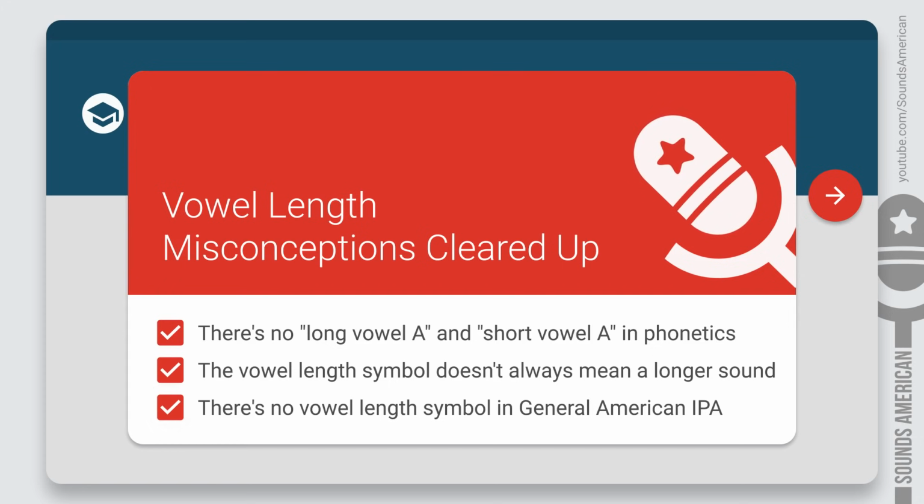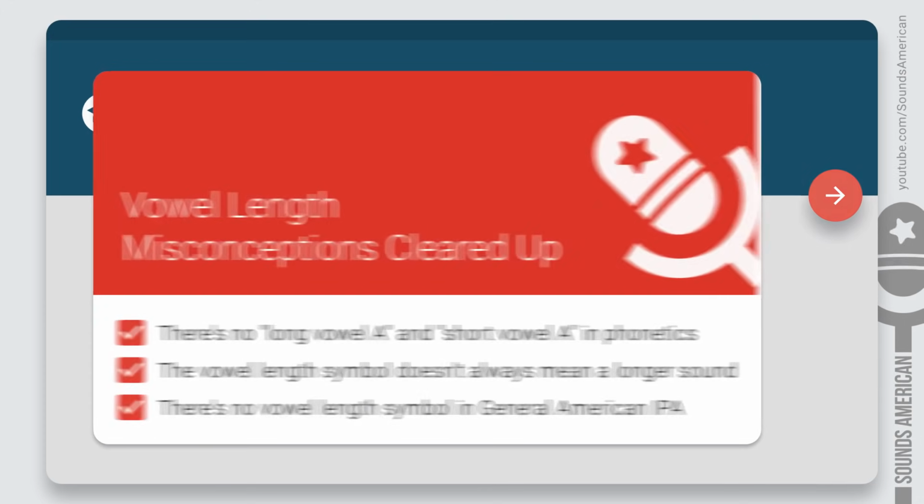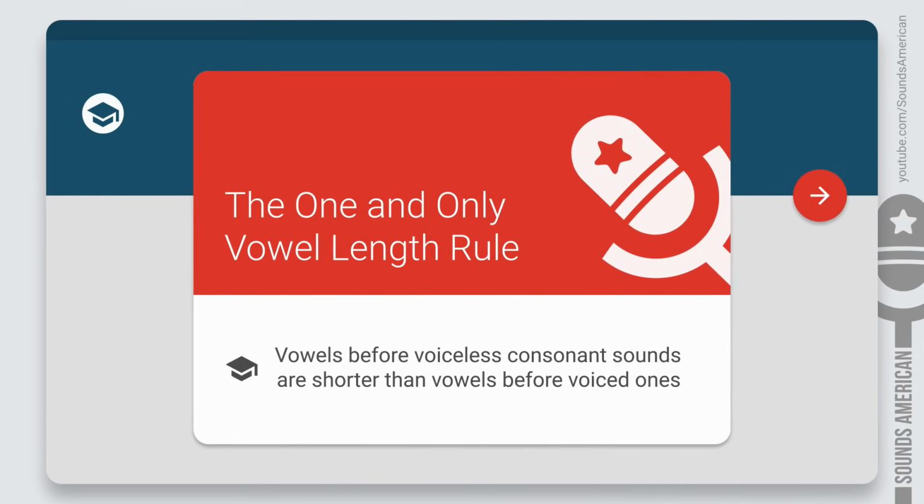All this doesn't mean that all American vowels have the same length. No, they definitely don't. This is what you need to remember. Any vowel can be longer or shorter depending on the following sound. To be more precise, a vowel before a voiceless consonant sound is shorter than a vowel before a voiced one.